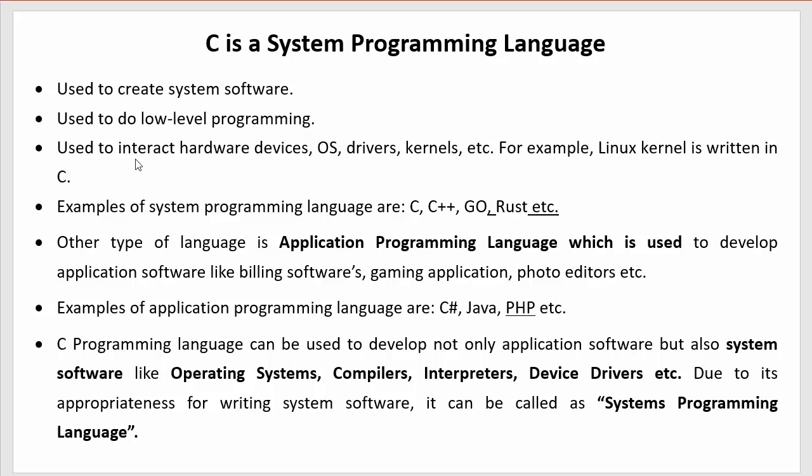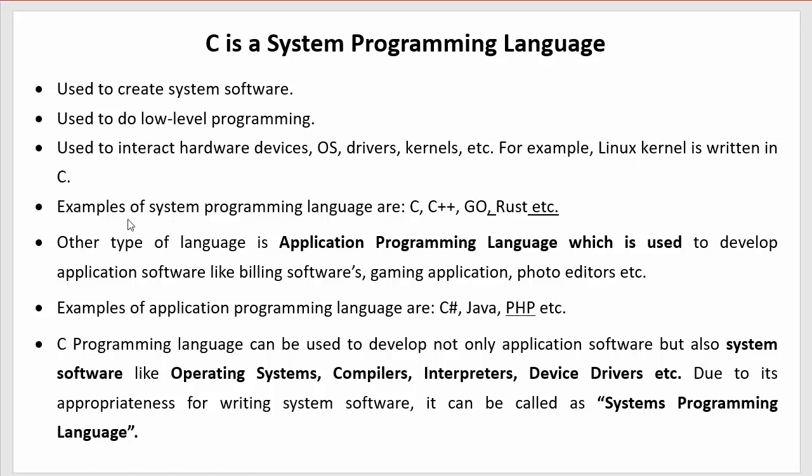As I told you at the beginning of this video, C programming is used to interact with various hardware devices. That means the C language is used to develop system software, and these system software allow the users to interact with various hardware devices. And C programming is also used to develop operating systems, drivers, kernels. Here an example is also mentioned, the Linux kernel. The Linux kernel is also written in the C language.